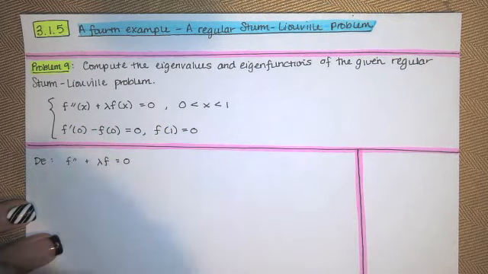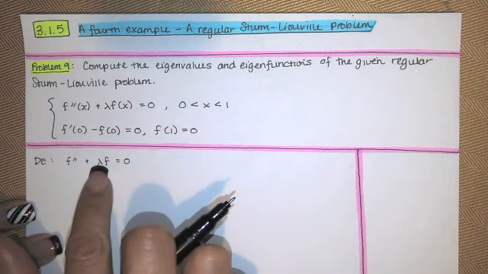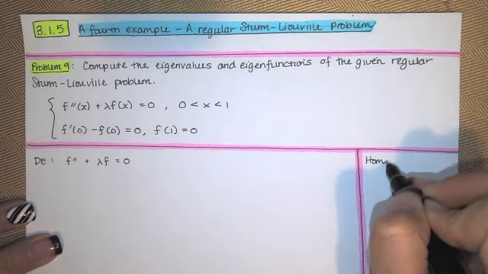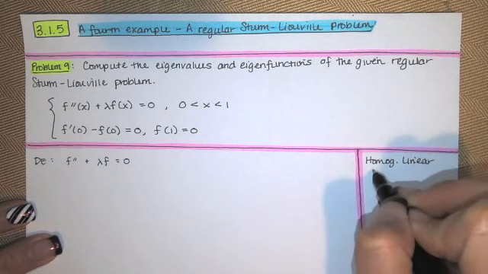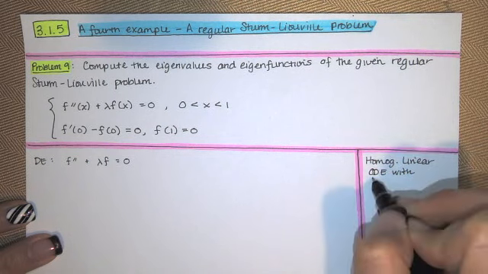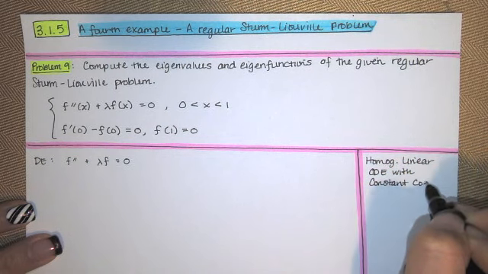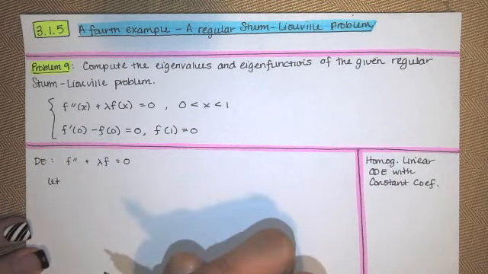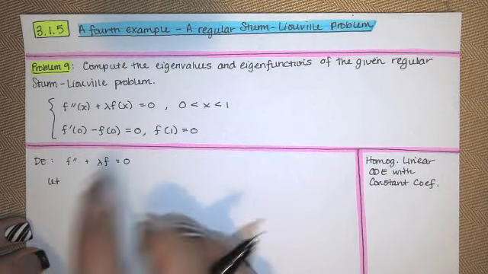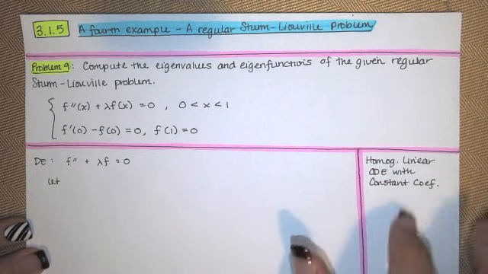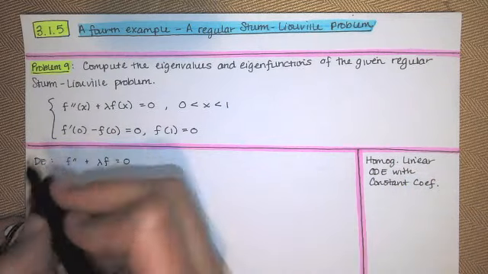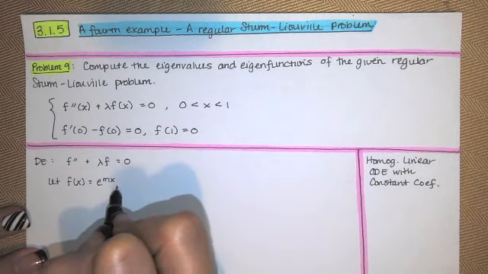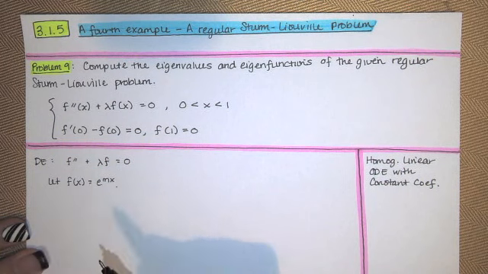And remember, lambda is just some real parameter. Since that's a real number, this is just a number times f double prime plus a number times f equals 0. So we're dealing with a homogeneous, linear, ordinary differential equation with constant coefficients. And to solve that, we know from our elementary differential equations class that we should let the solution take the form e to the mx. And for some values of m, this function will satisfy that equation.